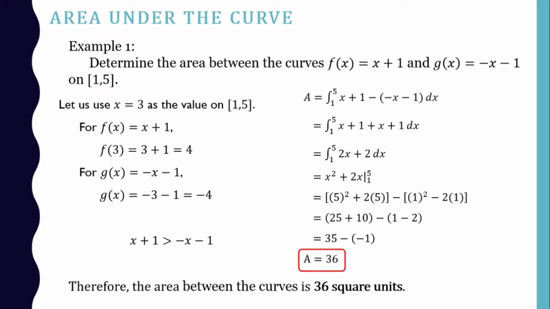So, therefore, the area between the given curves is 36 square units. Remember, don't forget your unit of measure. Since this is area, we will use square units. Let's now have the second example.